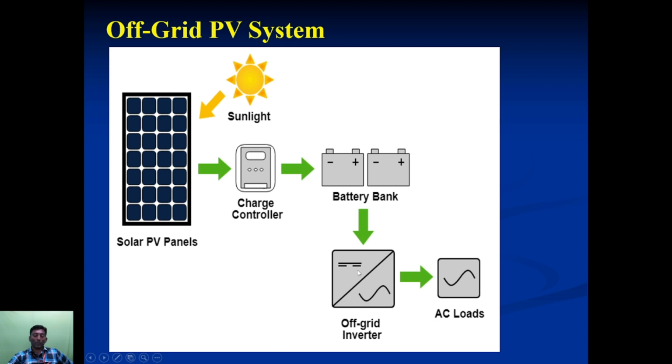Suppose at night there is no sunlight, so there is no need for the charge controller. The one and only source is the battery bank. From the battery bank we get the DC, which is converted into AC and applied to the loads. Suppose we have withdrawn all the electricity inside the battery bank. If the battery is low, we cannot satisfy the AC load. So this is one of the main disadvantages of the off-grid solar PV system.